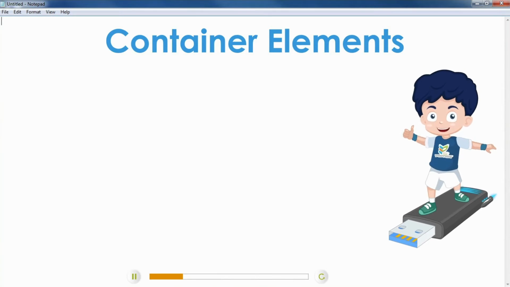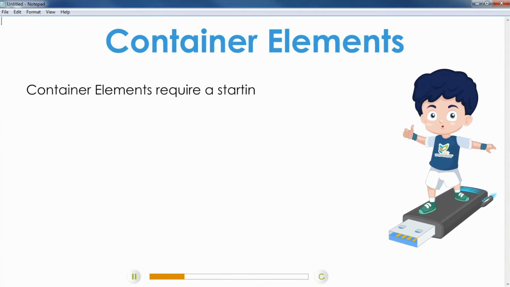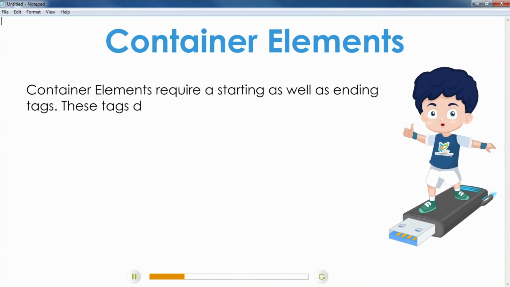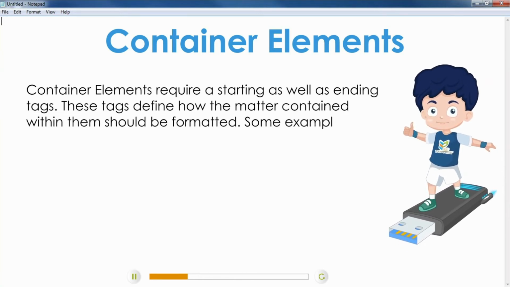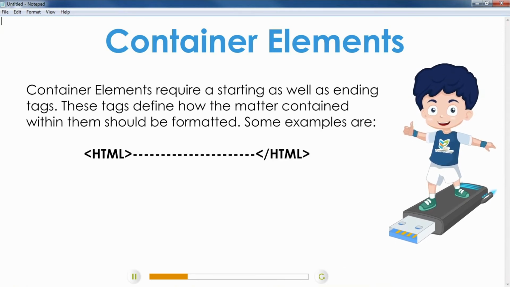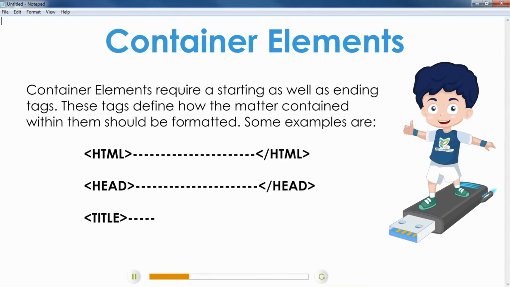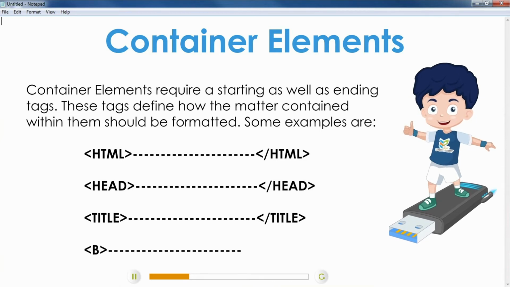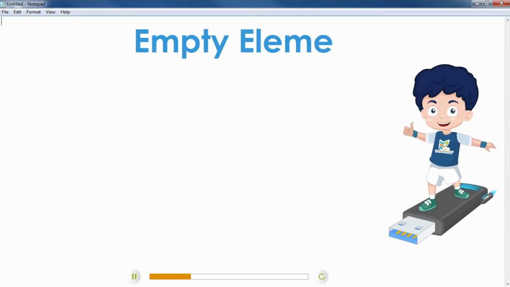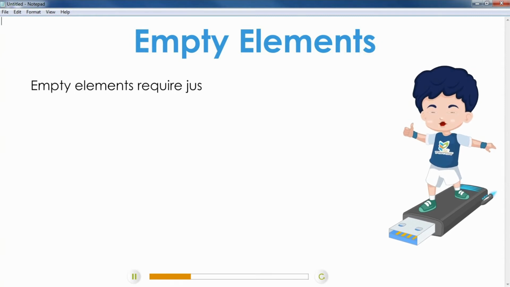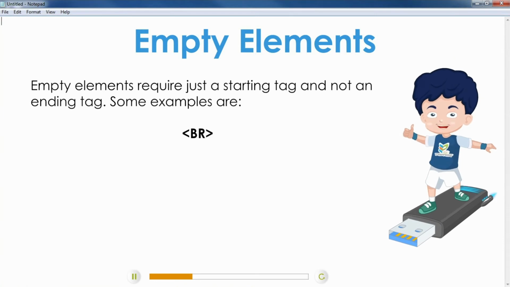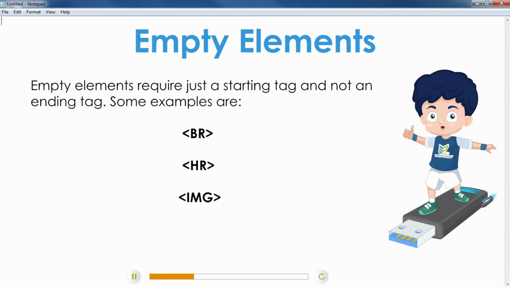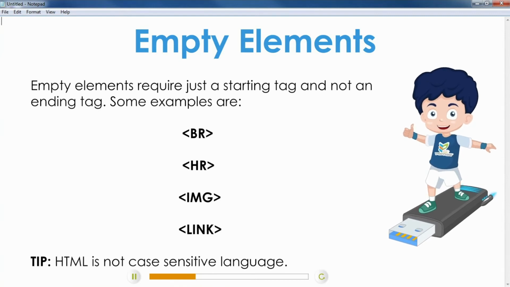Container elements. Container elements require a starting as well as an ending tag. These tags define how the matter contained within them should be formatted. Some examples are html, head, title, b. Empty elements. Empty elements require just a starting tag and not an ending tag. Some examples are BR, HR, IMG, LINK. Tip: HTML is not a case-sensitive language.